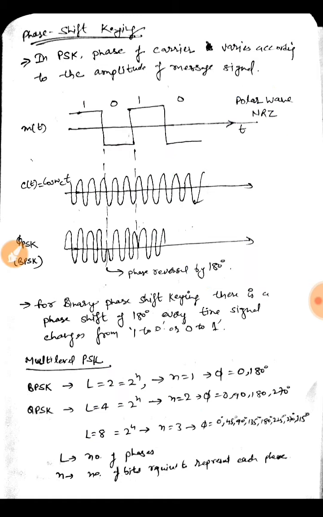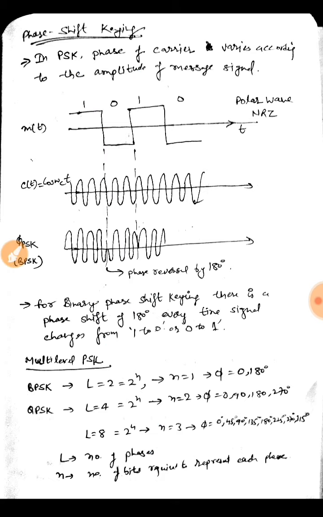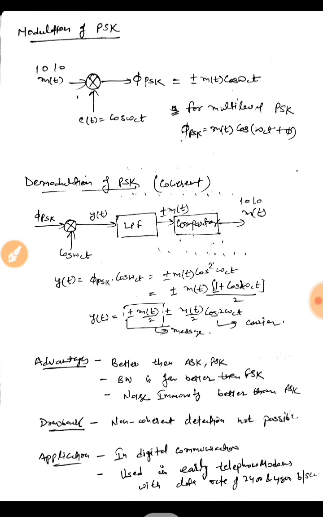So there can be any number of phases. If we have, let's say, 8 phases, then we need to represent these phases by 3 bits, that is 000 to 111, and the phase can be 0, 45, 90, 135, 180, 225, 270 and 315 degree. Okay, so let's see the modulation of phase shift keying.